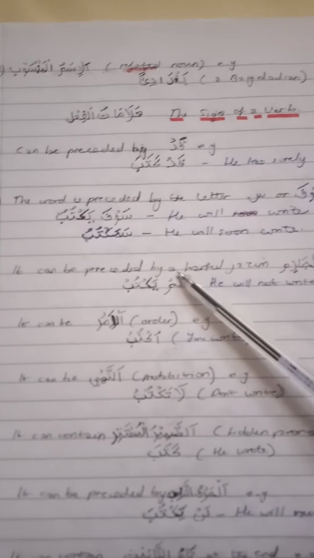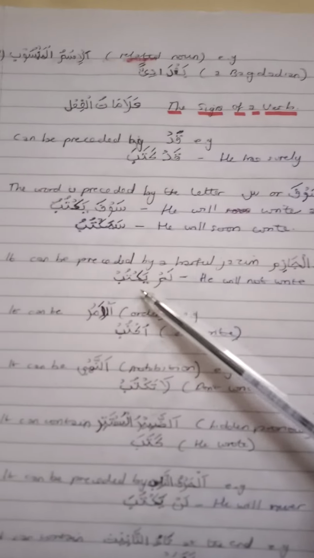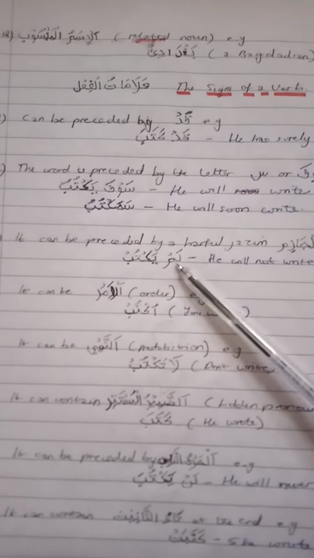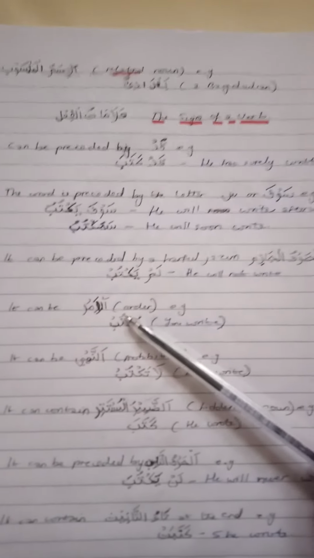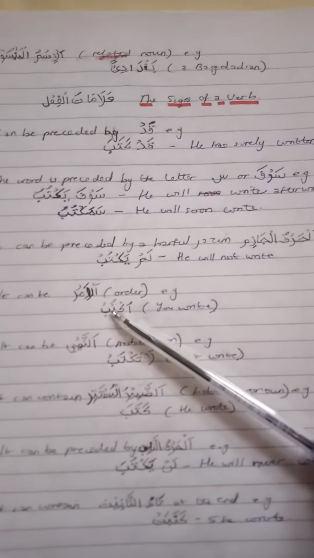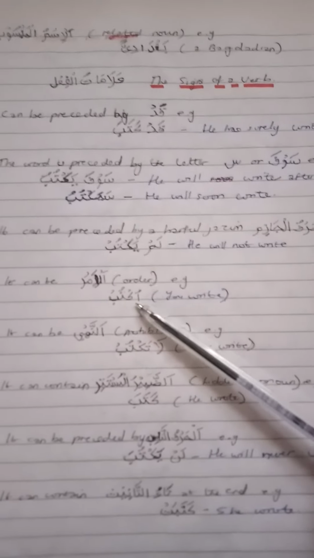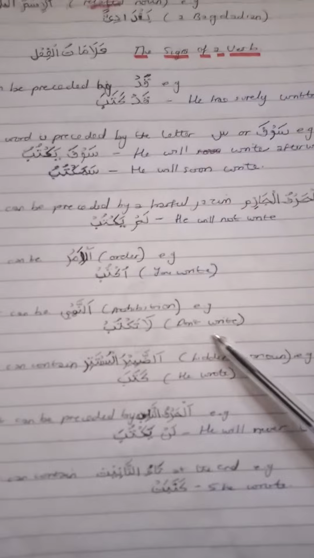It can be preceded by harful jazim. So for example, lam yaktubu. So lam is the harful jazim. He did not write. It makes the action negative. It can be an order, like amr, uktub, you write. It can be a nahyu, which is a prohibition, la taktub, which means don't write.